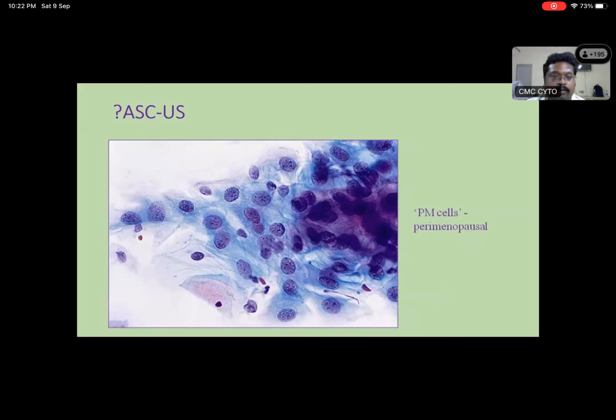So what Dr. Hemant said is absolutely correct. ASCUS and L cell both affect the intermediate cells, but when the L cell criteria is not met, qualitatively or quantitatively, the cells fall short of an L cell, we put them in the category of ASCUS.